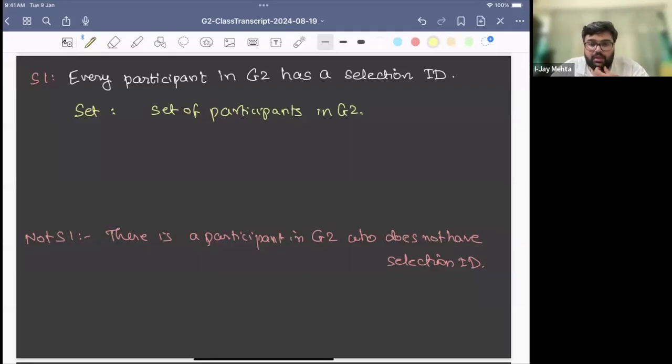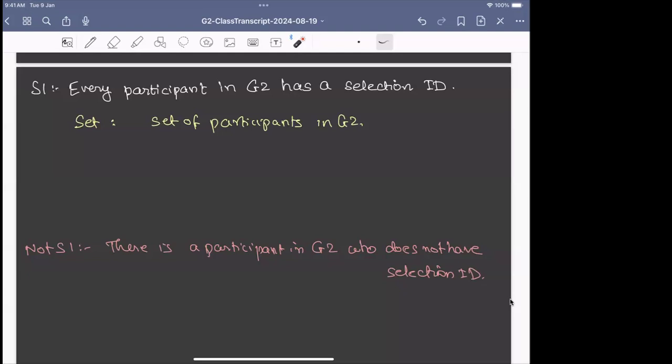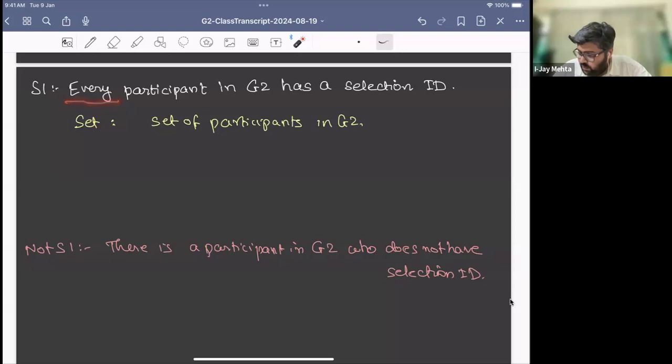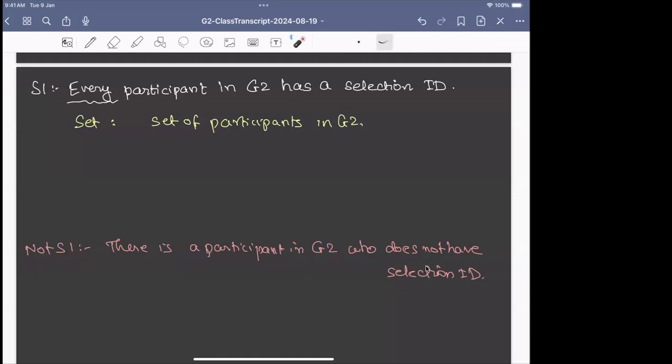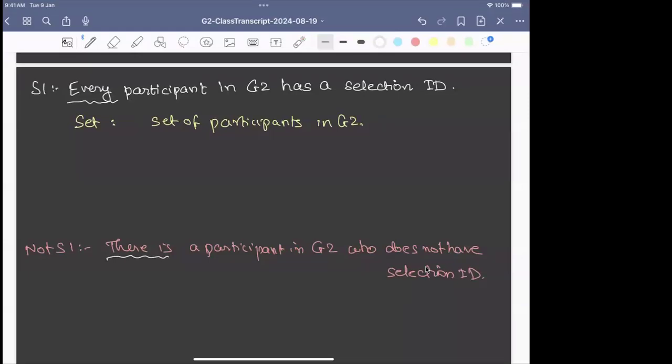Okay, my next question is, in S1, are we talking about all the participants or some participants only? Room number 6, Sumit. Sir, we are talking about every participant. Okay, we are talking about every participant. But what about in the negation? In the negation, we are talking about some participant. Here we are talking about there is a participant. We are not saying about all.